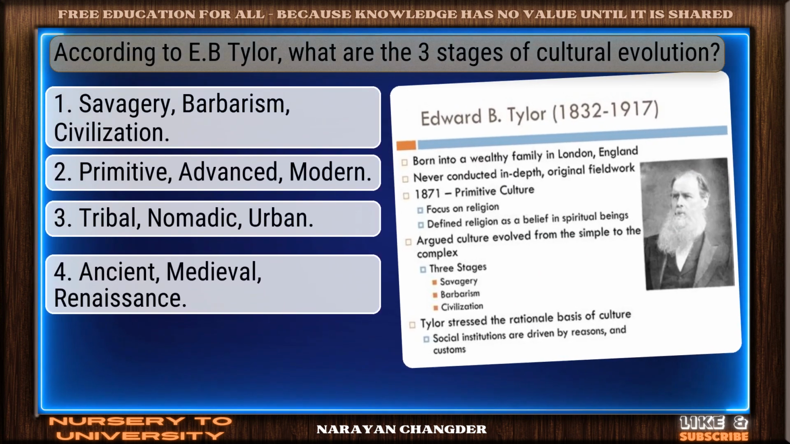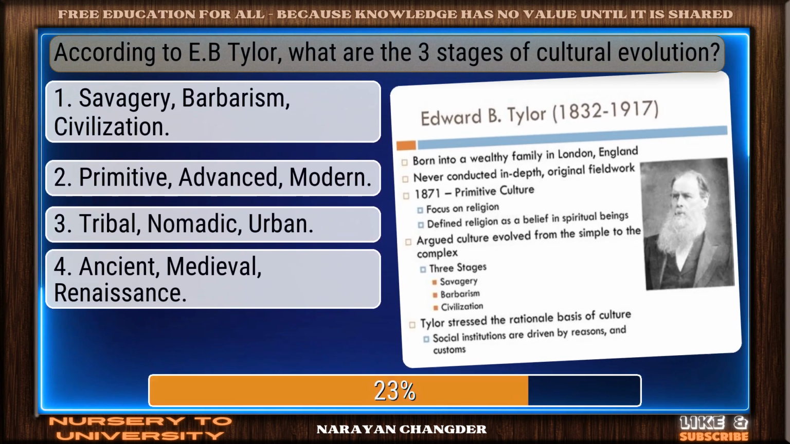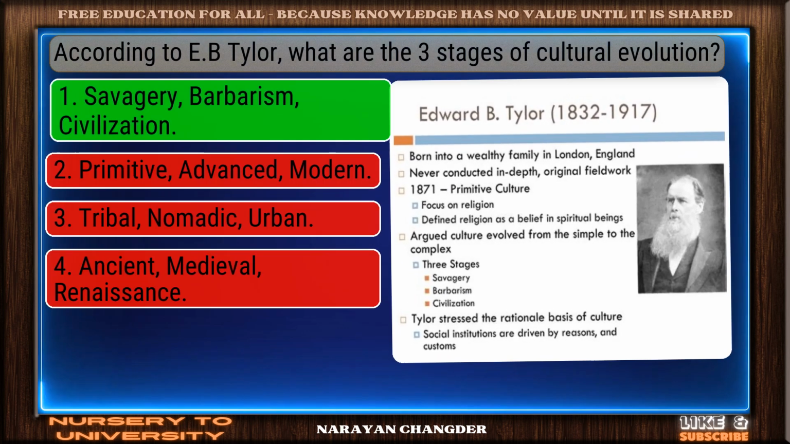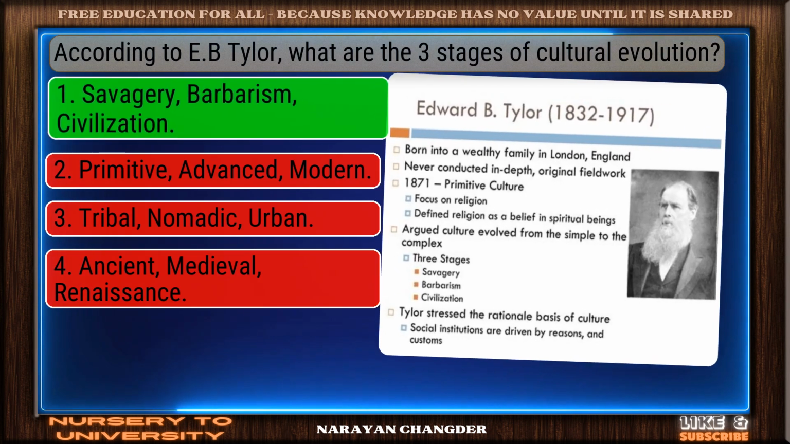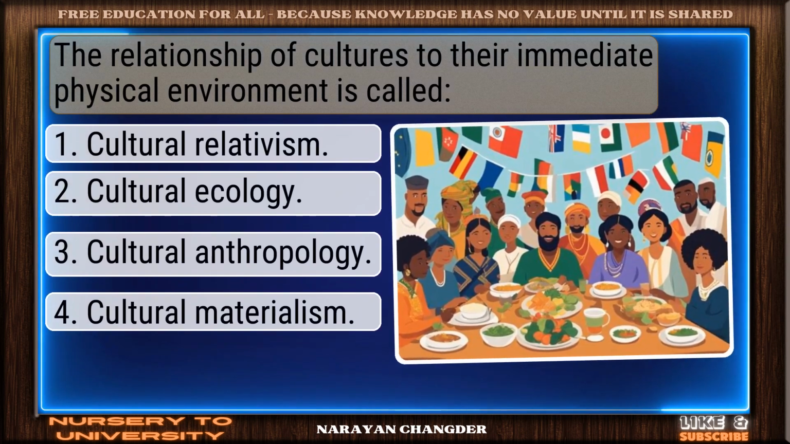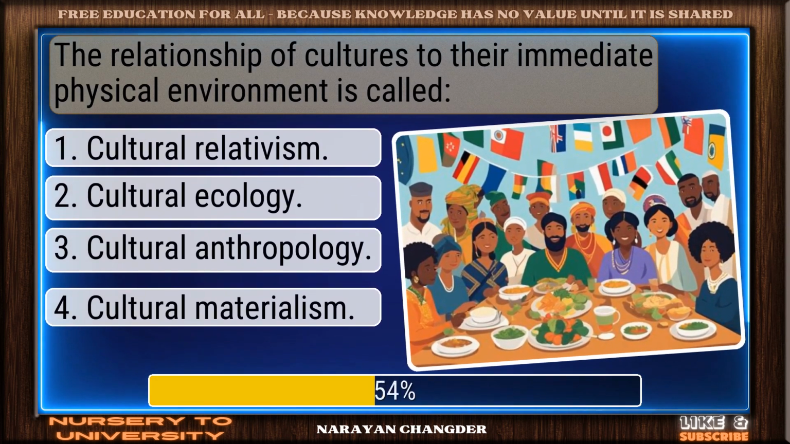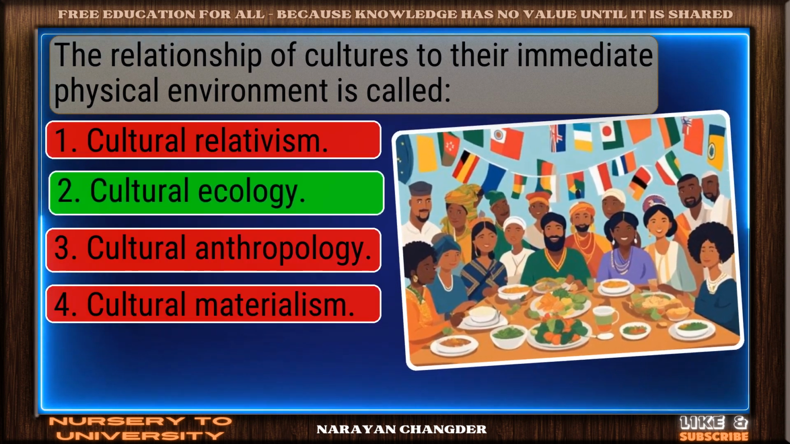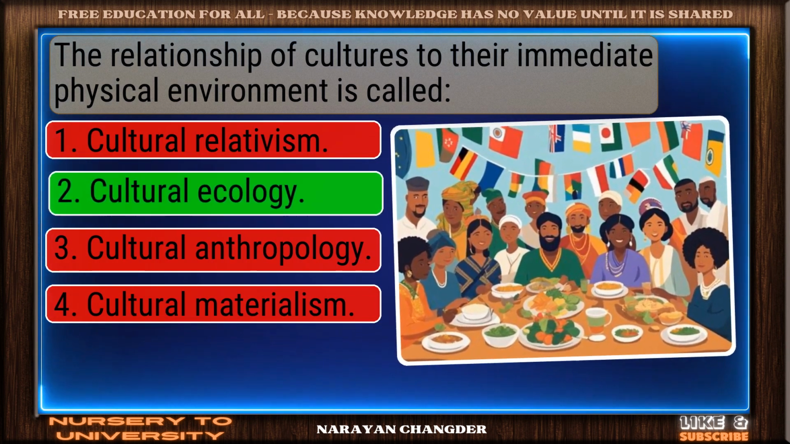According to E.B. Tylor, what are the 3 stages of cultural evolution? Right choice. Savagery, barbarism, civilization is the best answer. The relationship of cultures to their immediate physical environment is called. Great job. Cultural ecology is the accurate answer.